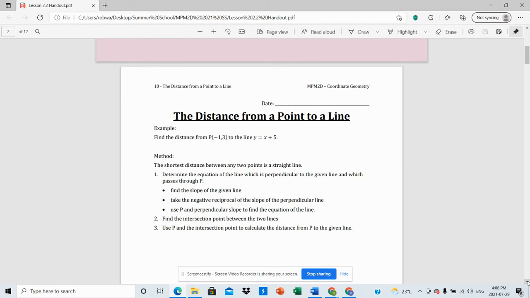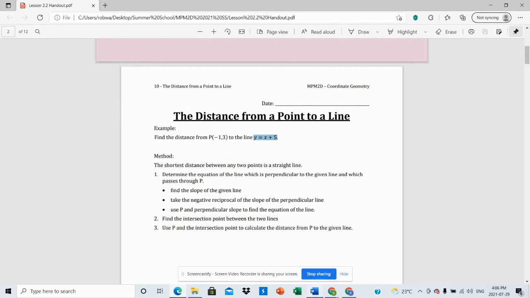So y equals x plus 5. You'll see that our slope in that case is going to be 1. The next step will be to take the negative reciprocal of the slope for the perpendicular line. All that means is the slope of the line that's perpendicular to this line here, the one that intersects it at a 90-degree angle, is going to have a slope that's a negative reciprocal. Negative reciprocal just means we take the slope of the given line, flip it around, and put a negative sign in front of it.